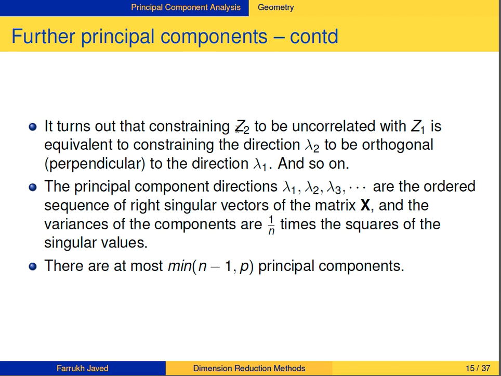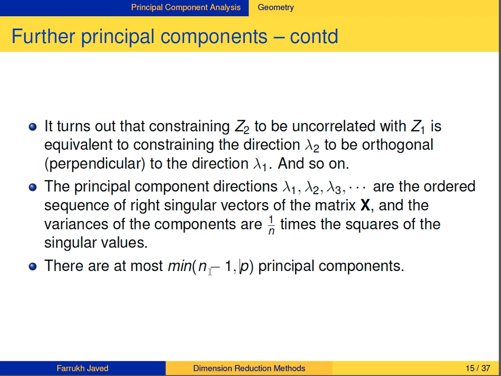It turns out that constraining Z2 to be uncorrelated with Z1 is equivalent to constraining the direction of lambda 2 to be orthogonal to the direction of lambda 1, because this is associated with principal component number 2, and this with principal component number 1. The principal component directions, lambda 1, lambda 2 and so on, are the ordered sequence of right singular vectors of the matrix X. In total, we can have the minimum of n minus 1 and p, where p is the number of predictors, as the maximum number of principal components for our data.